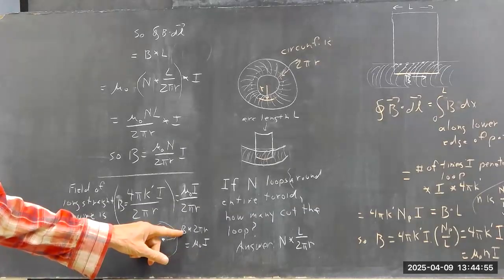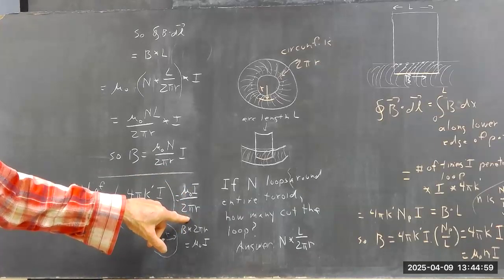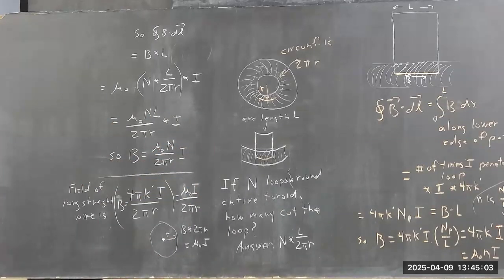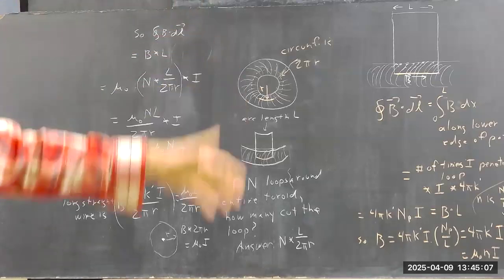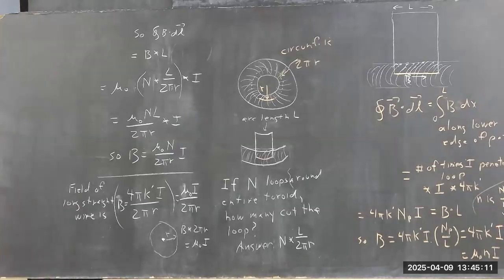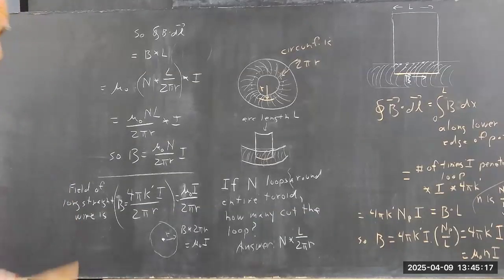Well, you solve that for B, and this is what you get, assuming it's an infinite wire. Okay, if it's a finite wire, then you have to go to Biot-Savart and do some integrals. And the integrals can get a little bit challenging. Manageable, but pretty challenging.